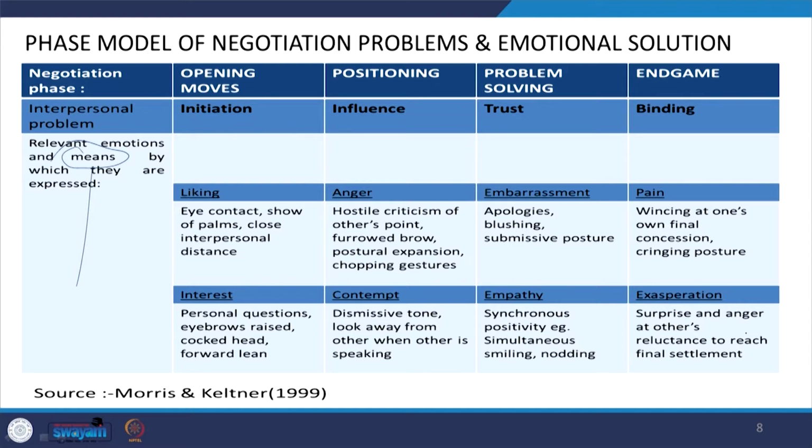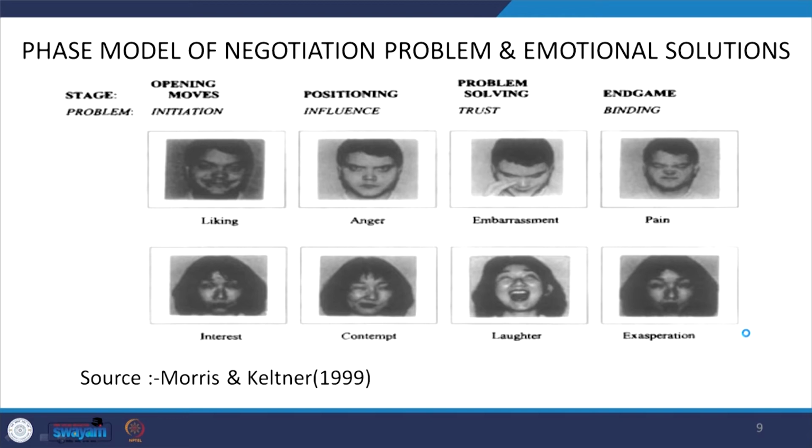So, therefore, in that case you will be having the phase model of negotiation problems, and then how to overcome those solutions. If you follow this, then definitely you will be able to create that particular bridge. Now, here we will talk about how body language beautifully demonstrates liking. You smile, and the anger is there; you raise your brows, then the embarrassment is there; you are not able to make eye contact, and then the end game will be the pain. So, therefore, when you show the interest or the contempt or the laughter or expressions, in that case these are the different negotiation problems and emotional solutions.